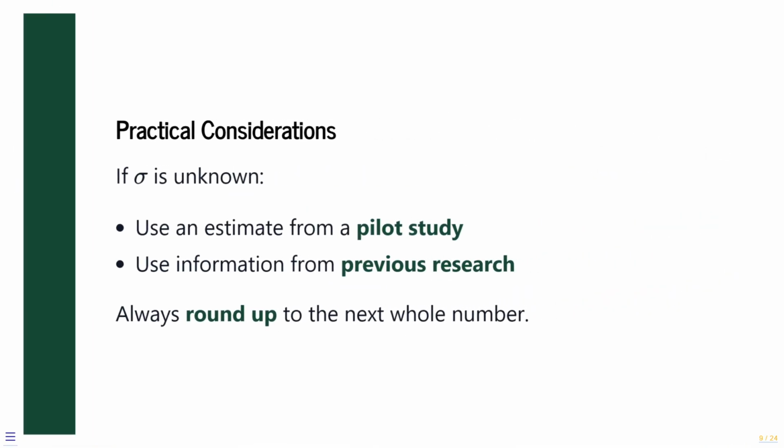In practice, the population standard deviation sigma is usually unknown. When this happens, researchers often use an estimate from a pilot study or from previous research conducted on a similar population. Another practical point is that we always round the sample size up to the next whole number, since sampling a fraction of a person is impossible, and rounding down would produce a larger margin of error than desired.